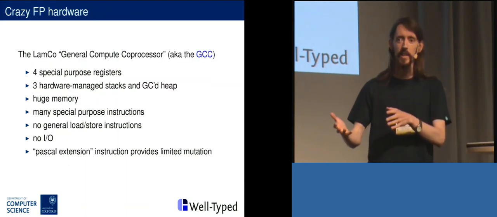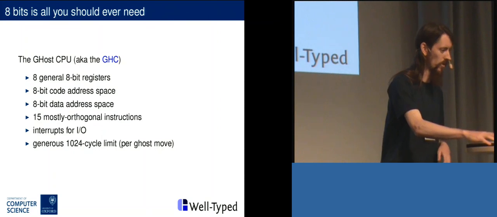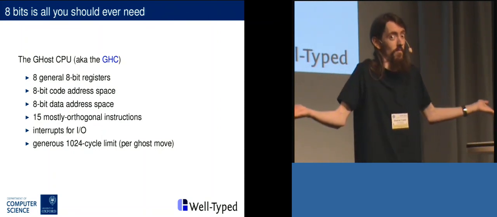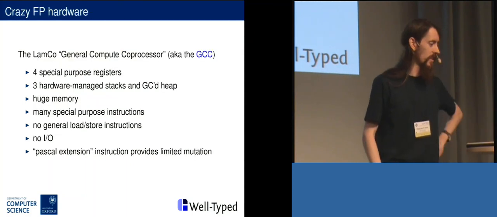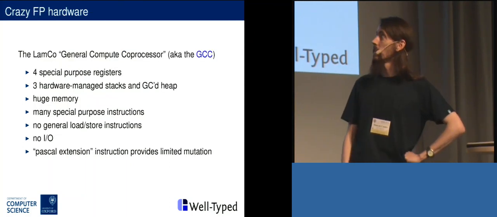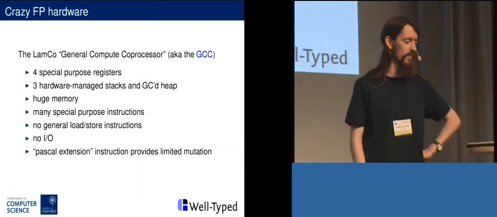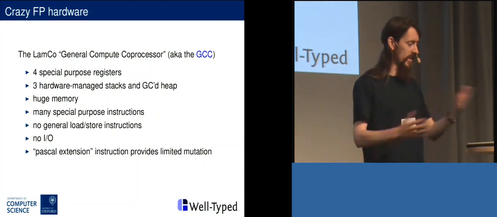On the other hand, you have, and this thing, by the way, was called the GHC, the Ghost CPU. That was what Lamco called it. Nothing to do with us. On the other hand, they called their Lisp CPU their General Compute Coprocessor, the GCC. And it's, as I said, totally different.